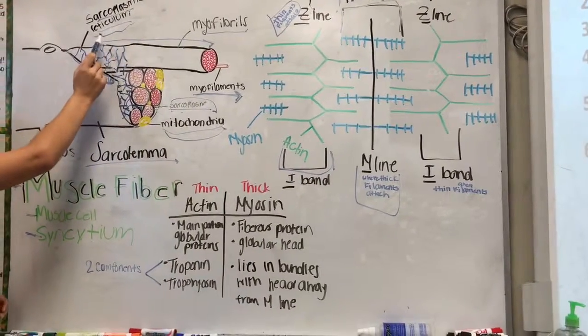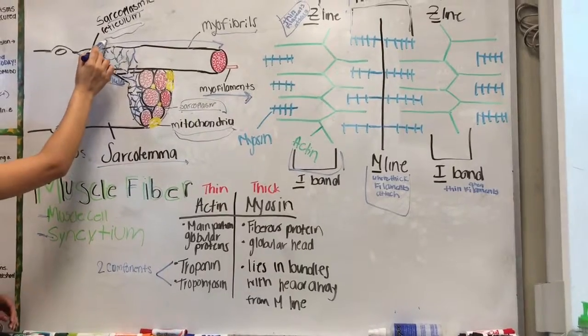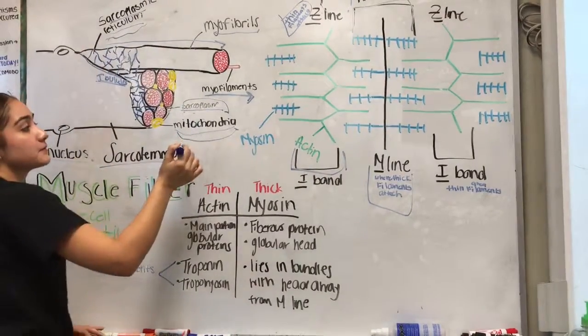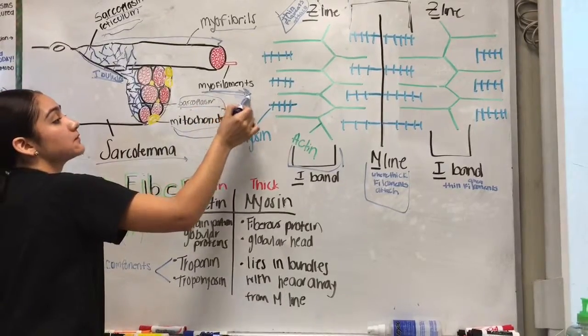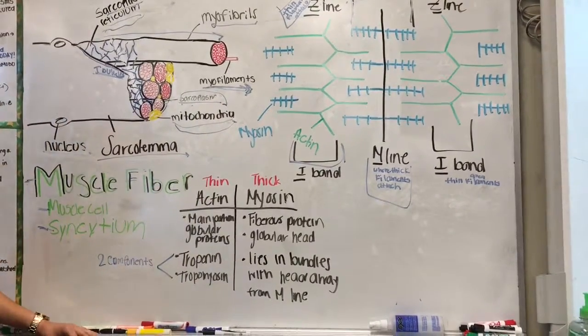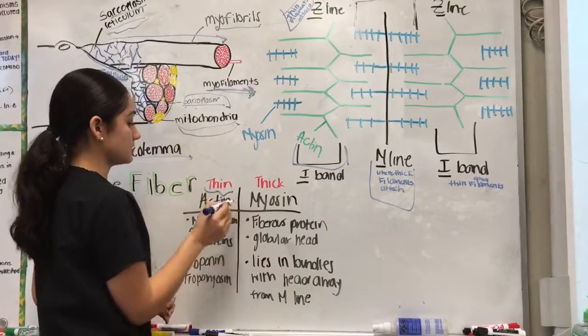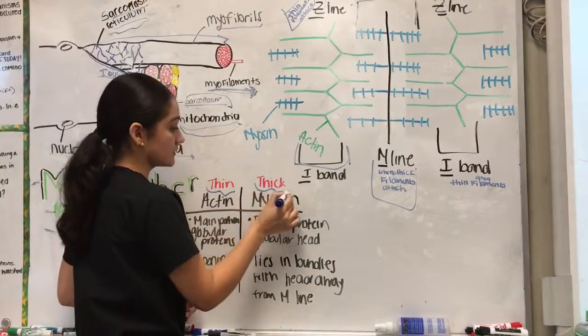In our sarcoplasmic reticulum, we have many protein pumps for calcium ions, and then the myofibrils will go off into myofilaments, which consist of thin and thick. The thin is the actin, and the thick is the myosin.